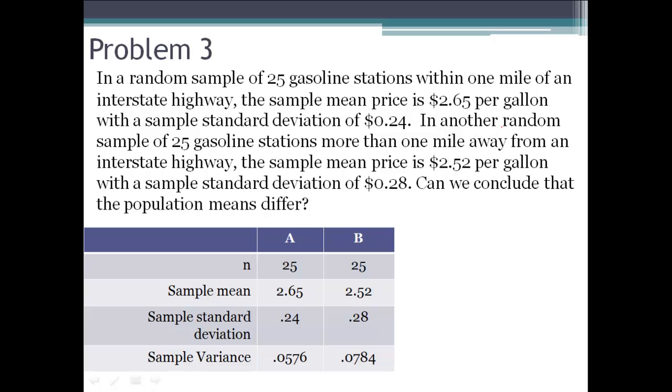You can take note here that I also went ahead and computed the sample variances. That's just going to help when we enter numbers into the formula in a minute. So I took the 0.24 and squared it to get 0.0576, and the 0.28 and squared it to get 0.0784.